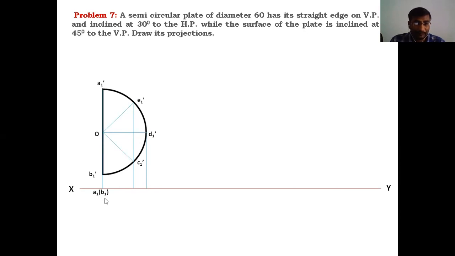This is the A1 of B1. Why did we locate the A1 of B1 like this? When we're looking at the surface from this side, A1 dash is a visible point and B1 dash is the invisible point. So the invisible point must be located in the bracket, and the visible point is located outside the bracket, like this: A1 of B1. The 1 represents the first stage. Dash represents the front views. Without dash is the top views.